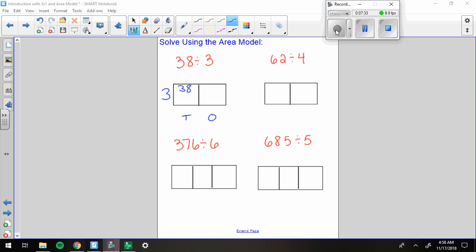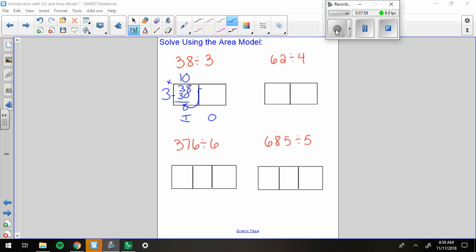So how many times does 3 go into 38? But we're only going to be using multiples of 10. So does it go in 10 times? Yes. Does it go in 20 times? No. So I'm just going to keep it at 10 here. 10 times 3, 30. And then I subtract, and I have 8 left over.